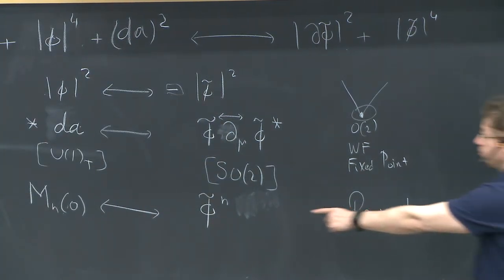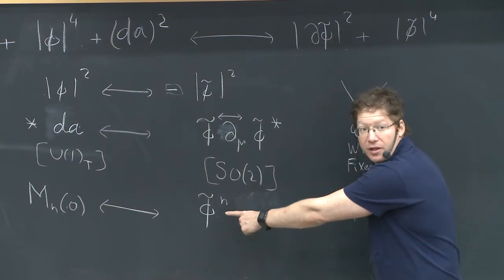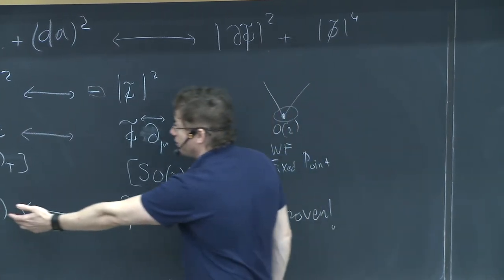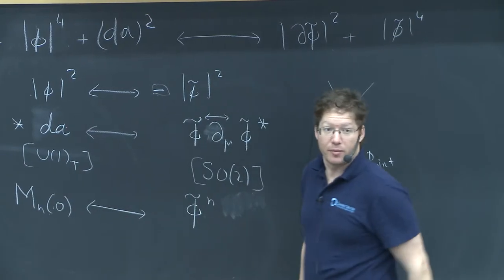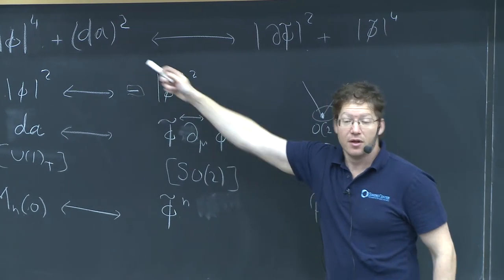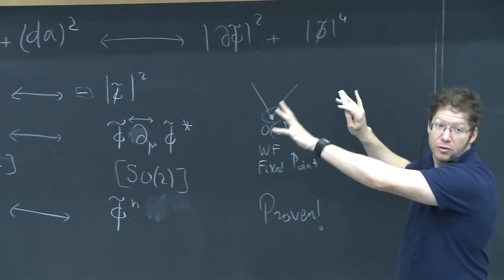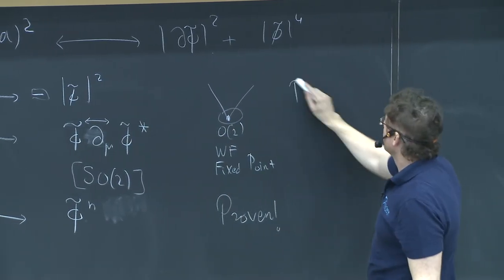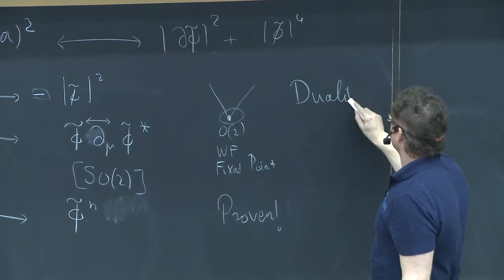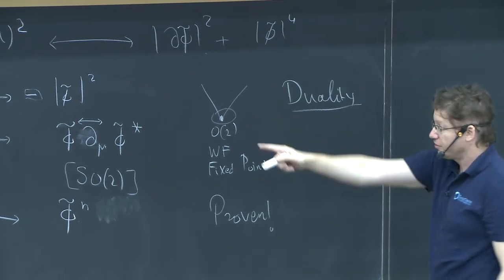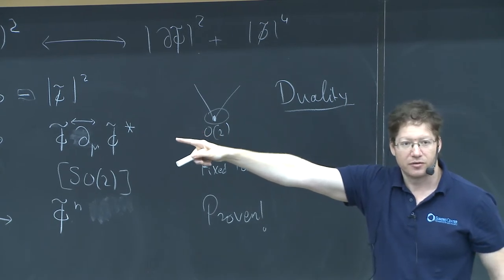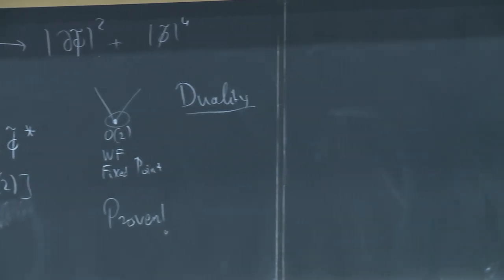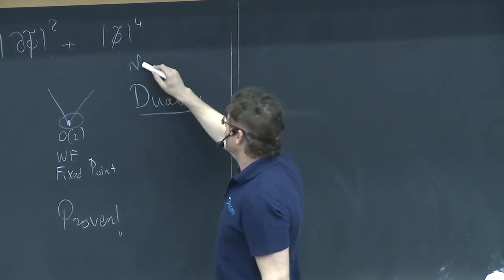In particular, as you know, in the O2 model, for low values of n, this is relevant. For example, for n equals 1, this is a relevant perturbation of the O2 model. That implies that the monopole operator with n equals 1 is a relevant perturbation at the fixed point in this description. So these are completely different degrees of freedom, completely different models. They flow to the same fixed point, and it's proven. This is called duality. This is the first instance. This is also duality. This is a trivial duality because it's a duality between free fields. This is a non-trivial duality.